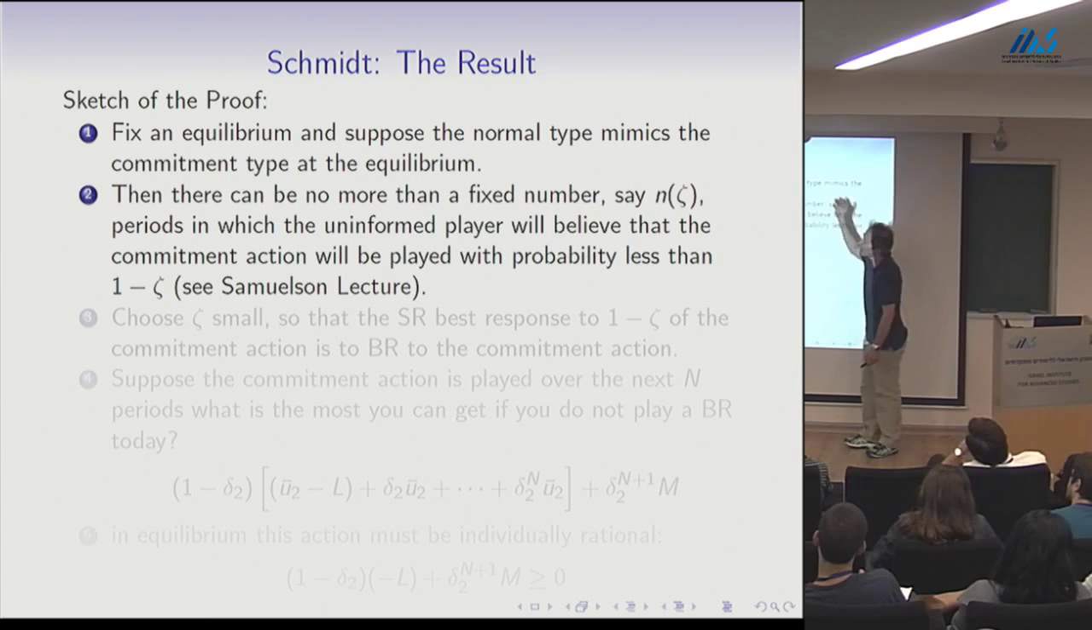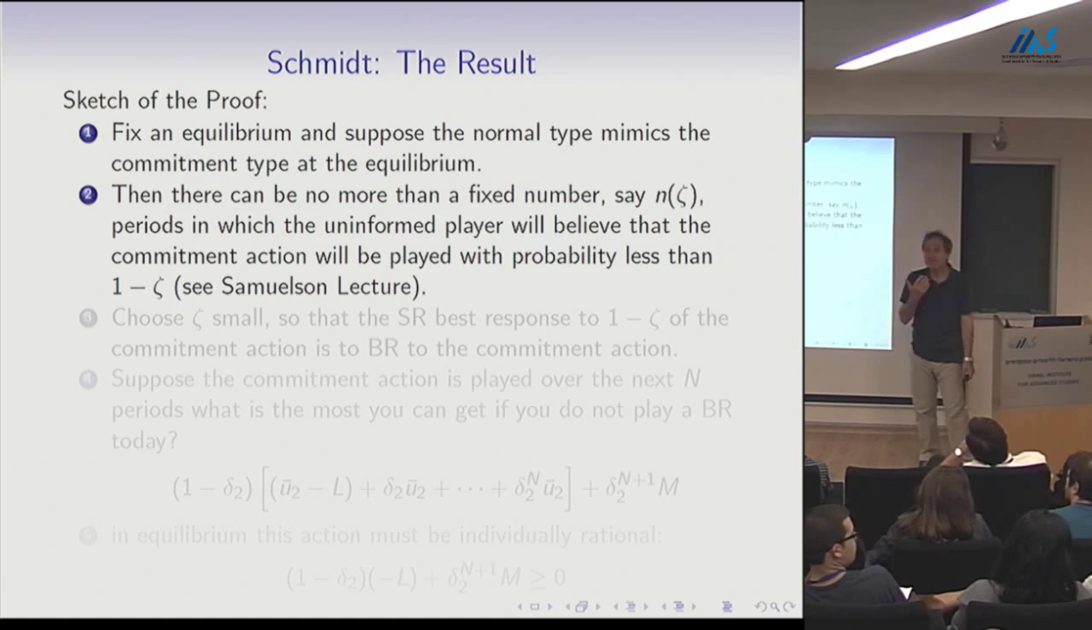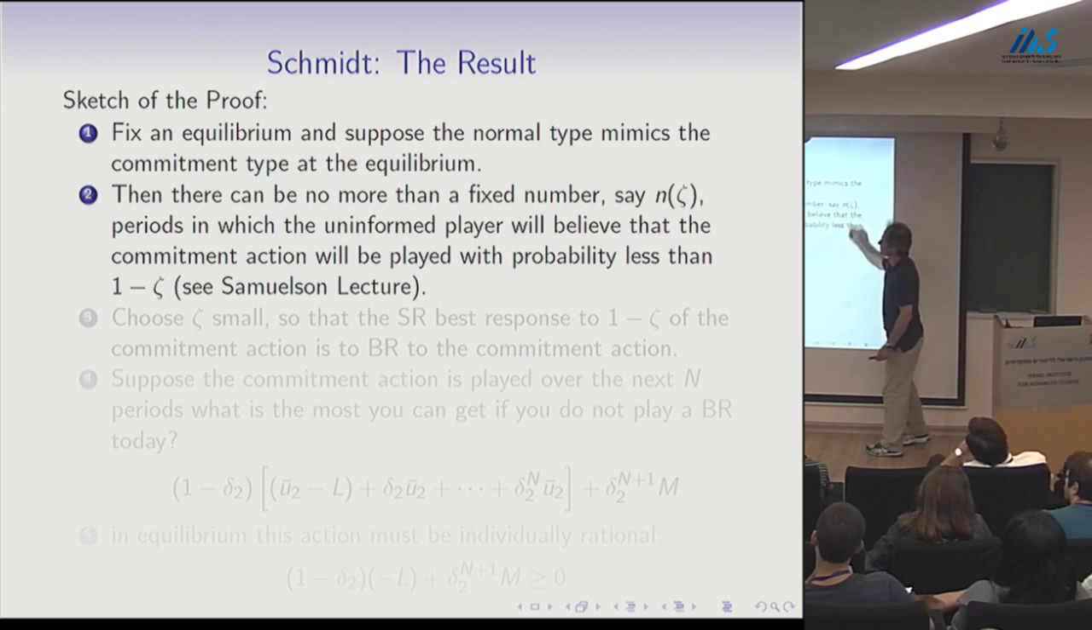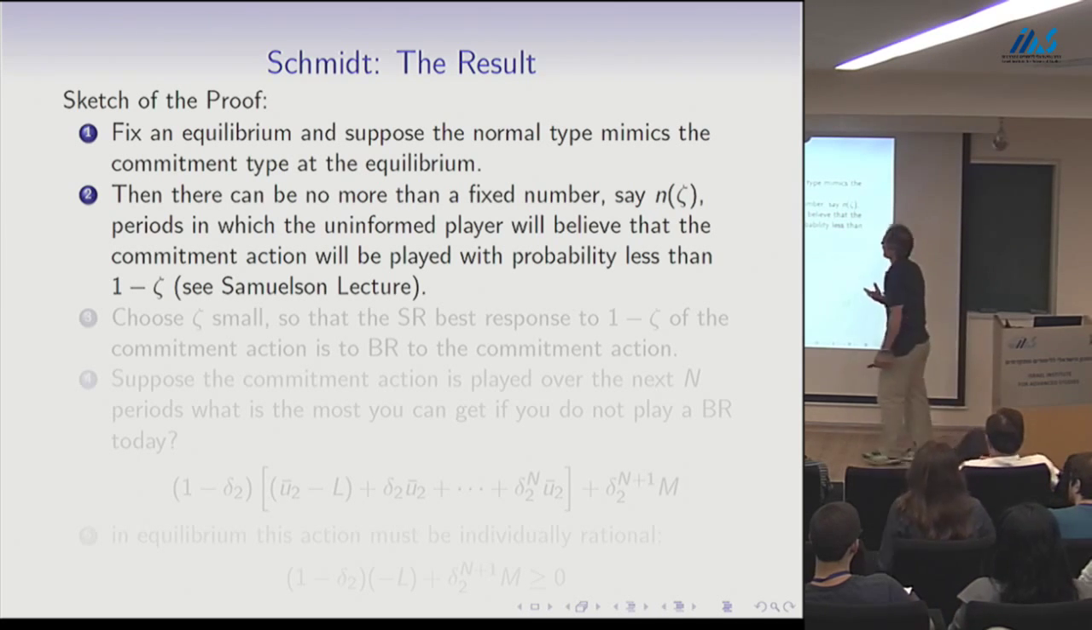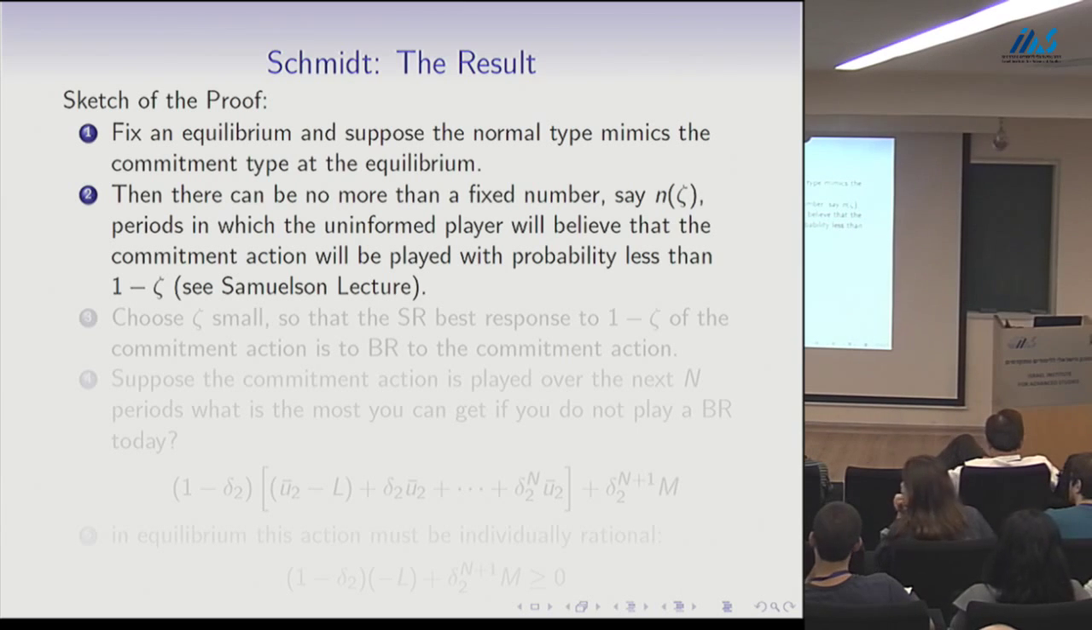Well, it says that if you behave in that way, there can be no more than a fixed number of periods, let's call it n zeta, where the uninformed player believes that the commitment action is being played with low probability. And what do I mean by low probability? I mean less than 1 minus zeta. So depending upon how close we want the informed player to be to the commitment action, we can choose a number of periods, and these two things are linked, but the important factor is that the discount factor doesn't appear here. Okay, so that's what Larry showed you.